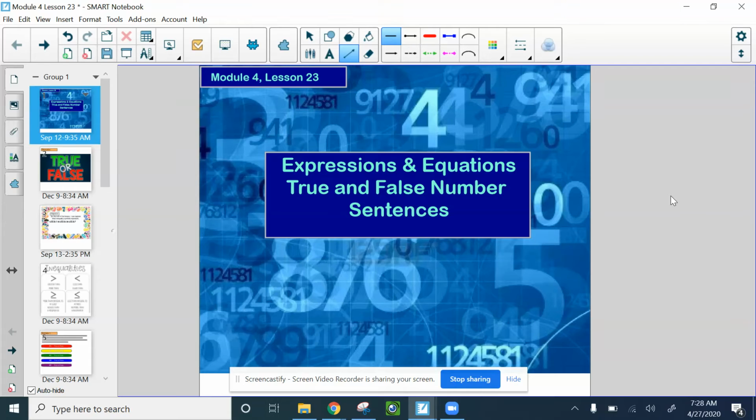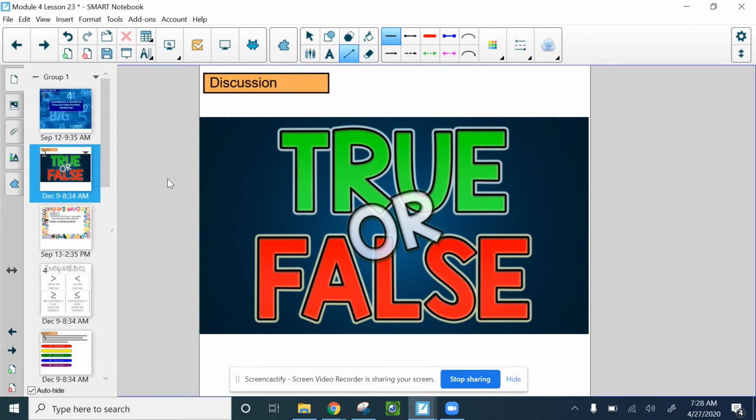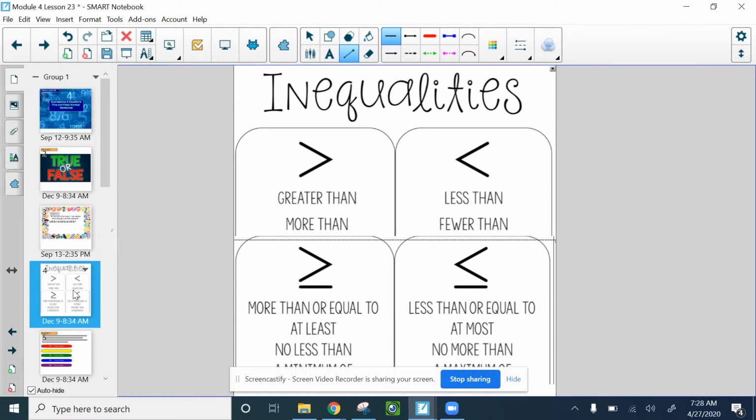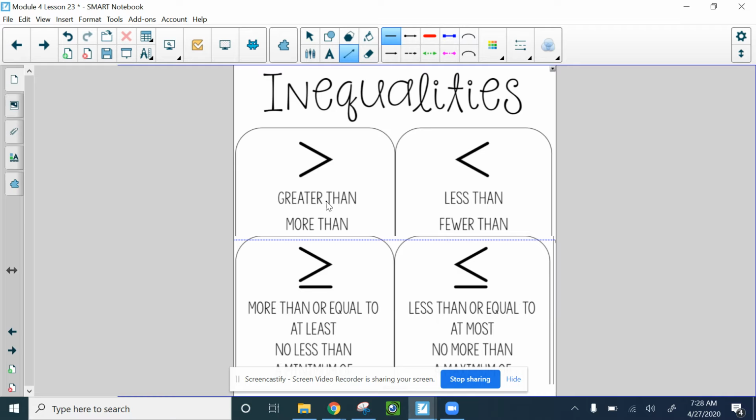Today we're going to be working on both lessons 23 and 24. We're going to be talking about true and false number sentences. So today we're going to be looking at things and determining whether or not they are a true statement or if they make a false math statement. Our objective is by the end of this lesson, we're going to see if we can explain what inequality symbols represent. So an inequality is going to use one of these four symbols.